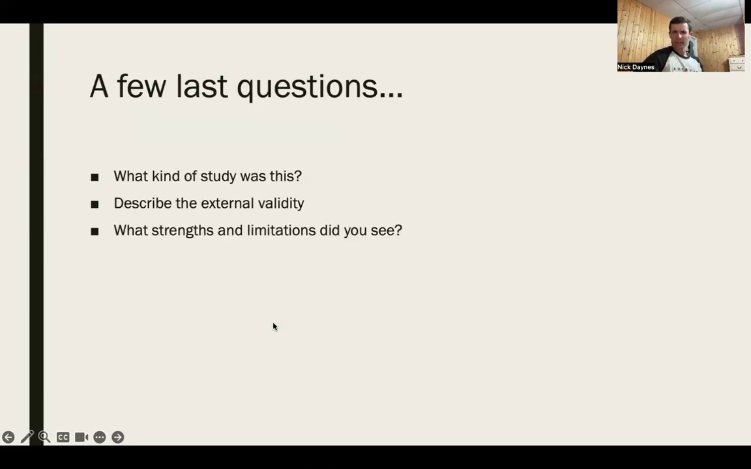So think about this. Describe the external validity. How externally valid was my study? Go ahead and think about that for a minute. And I'd also encourage you to think about the strengths and the limitations that you saw as I went through. What strengths did I have in this study? What limitations were there? There are always limitations in research. So there are some. If you can't think of them, think harder because they're there.